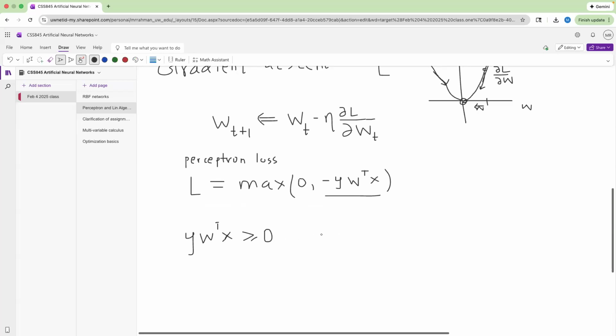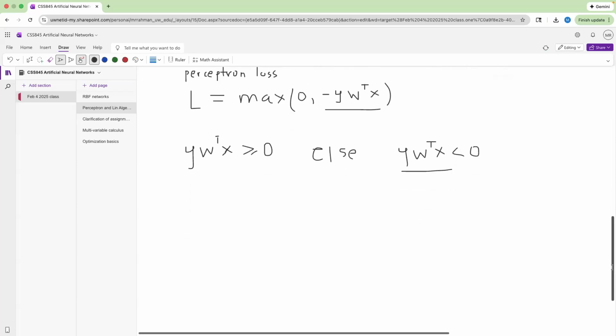Otherwise, else, if y times W transpose x is less than 0, right? Then if it's a negative number, I'm adding a minus here and making that a positive number, which should be greater than 0. In that case, we have a loss proportional to this number, y w transpose x, right? And that is kind of an intuition of the loss for perceptron.